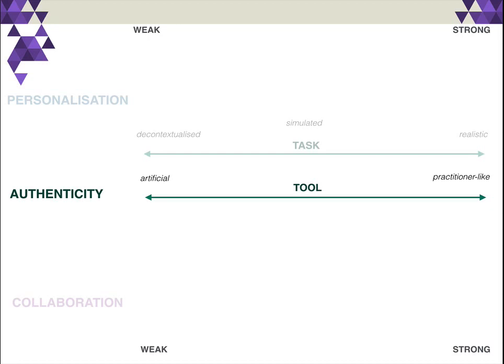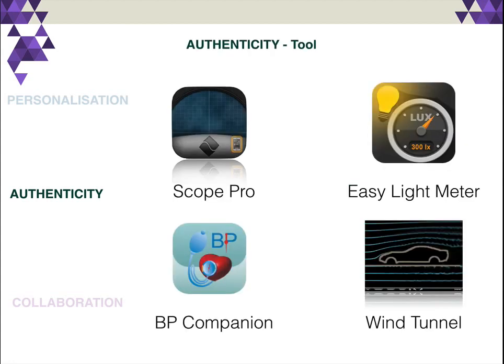These could be apps on their device, they could be features such as the camera, the audio recording device. And at the more realistic level, these tend to be like the tools that practitioners would use in a professional context, as opposed to artificial tools that are unlikely to be used outside of school.